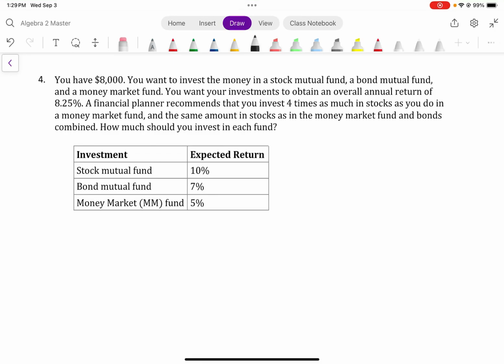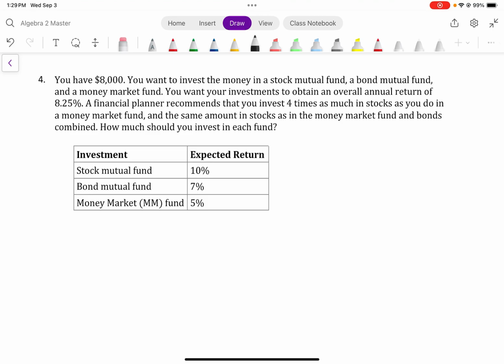In this problem, we are going to go through a complicated looking word problem related to money. So it says you have $8,000. You want to invest the money in a stock mutual fund, a bond mutual fund, and a money market fund. You want your investments to obtain an overall annual return of 8.25%, and then a financial planner recommends you invest 4 times as much in stocks as you do in the money market fund, and the same amount in stocks as in the money market fund and bonds combined. How much should you invest in each fund?